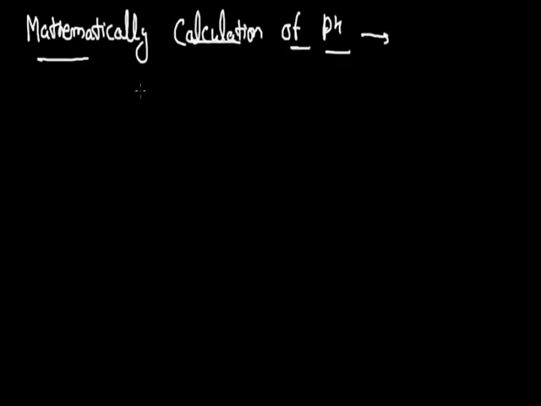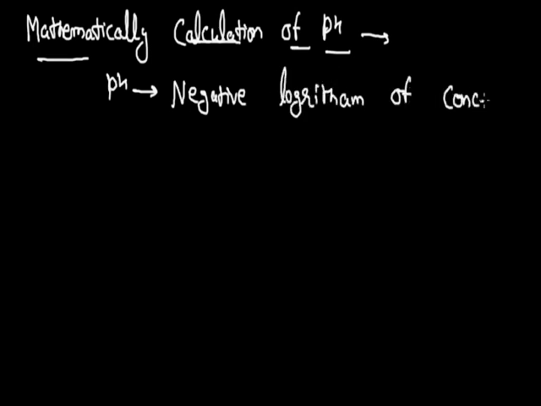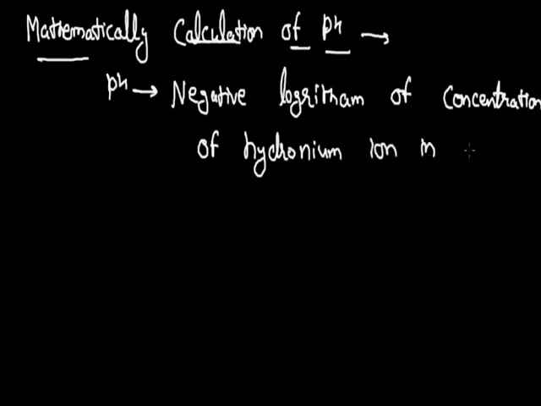And for the mathematical calculation of pH, we will be using the definition of pH. pH is defined as the negative logarithm of the concentration of hydronium ion in the aqueous solution, or the concentration of hydrogen ion in the aqueous solution of that substance.